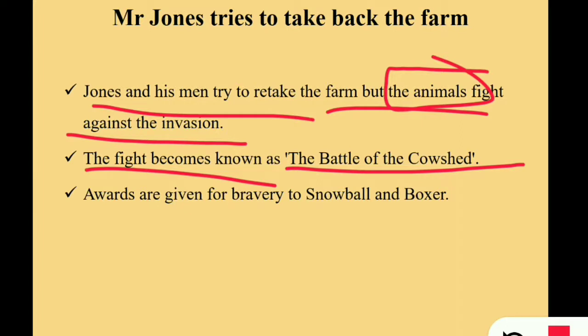Awards are given for bravery to Snowball and Boxer as well.